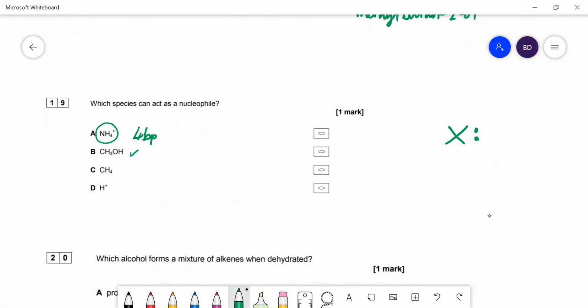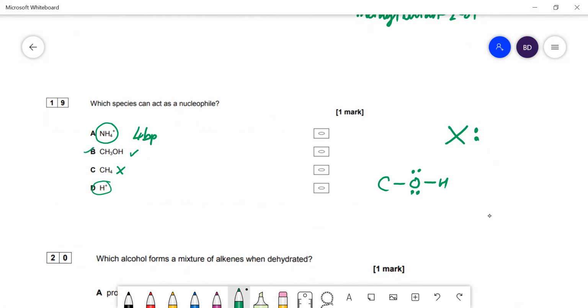This one could, because you've got lone pairs on the oxygen, because oxygen, of course, always forms 2 bond pairs and 2 lone pairs, so that's okay. This one couldn't, because carbon never has any lone pairs. It forms 4 bonds, 4 bonding pairs, no lone pairs. Hydrogen hasn't got any electrons at all, so it definitely hasn't got a lone pair. And so B is the answer there.